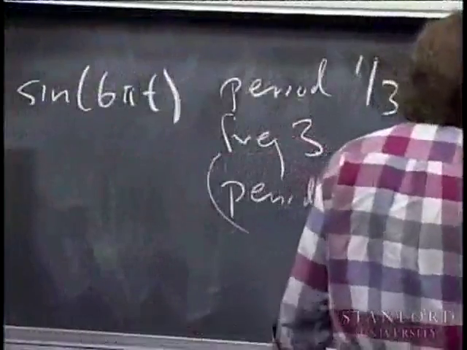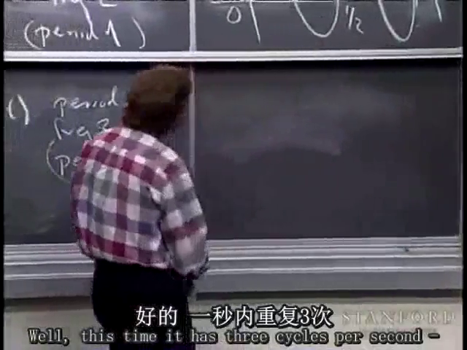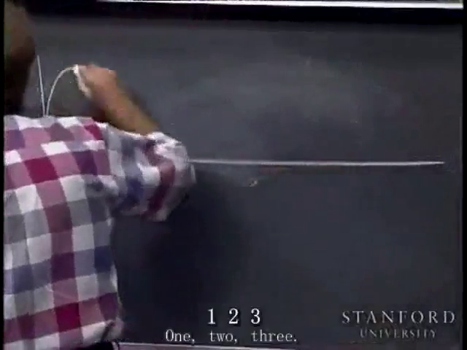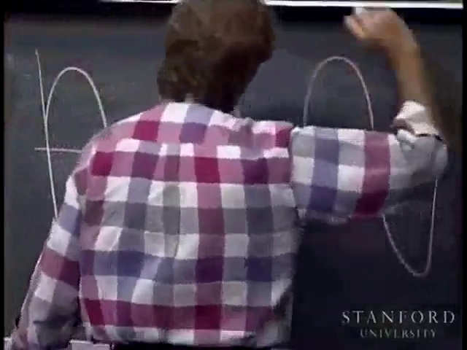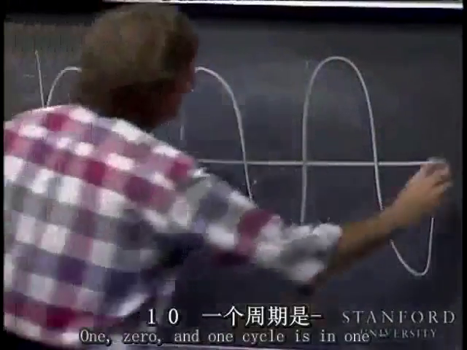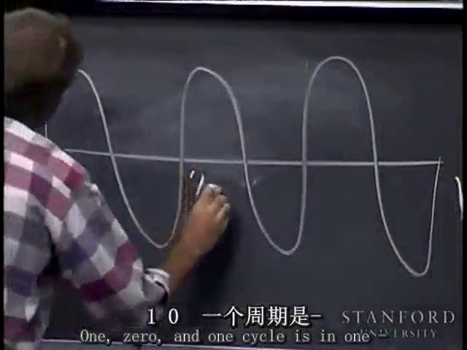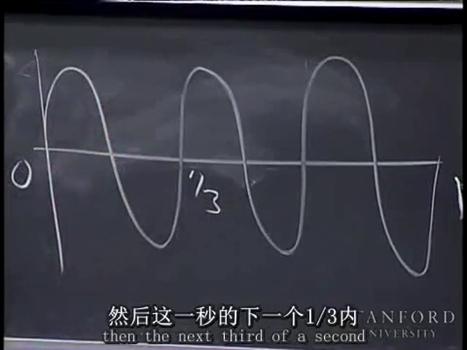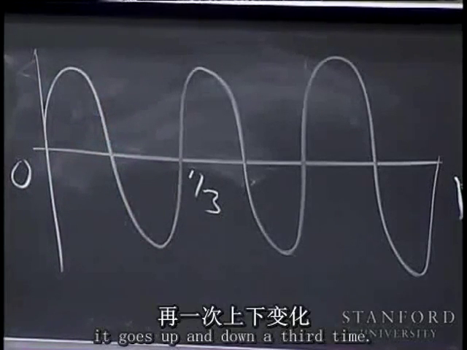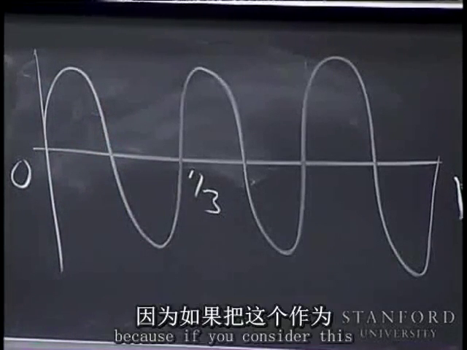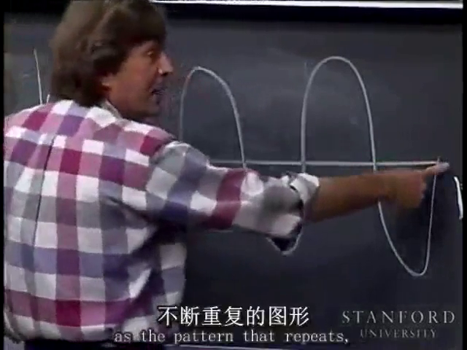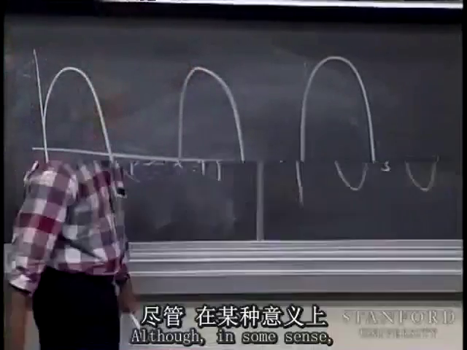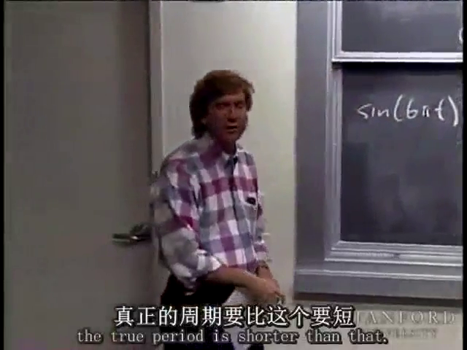And what does the picture look like? Well, this time it has 3 cycles per second, frequency 3, so that means it goes up and down 3 times in 1 second. See if I can possibly do this. 1, 2, 3. Good enough. 1, 0, and one cycle is it goes up and down completely once in 1/3 of a second, then the next third of a second it goes up and down again, the next third of a second goes up and down a 3rd time. But it also has period 1, because if you consider this as the pattern that repeats, that pattern repeats on an interval of length 1. Although, in some sense, the true repetition, the true period, is shorter than that.